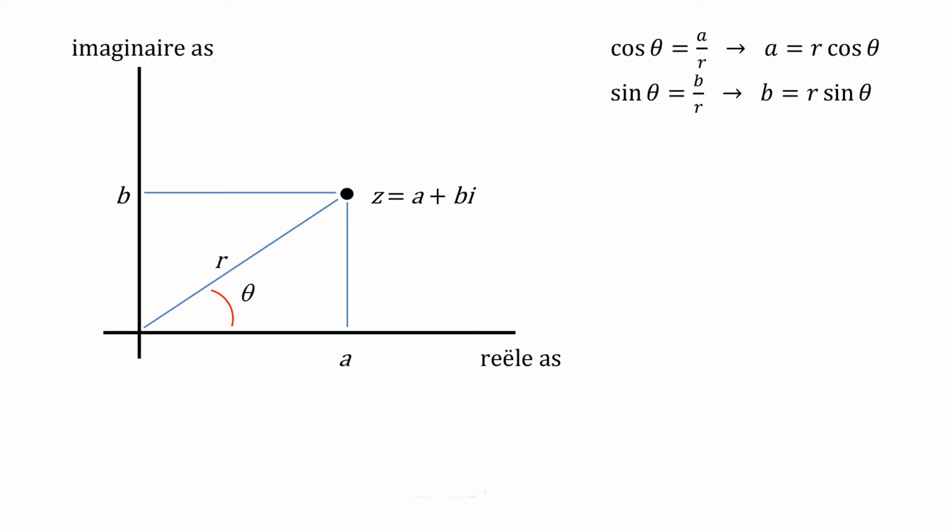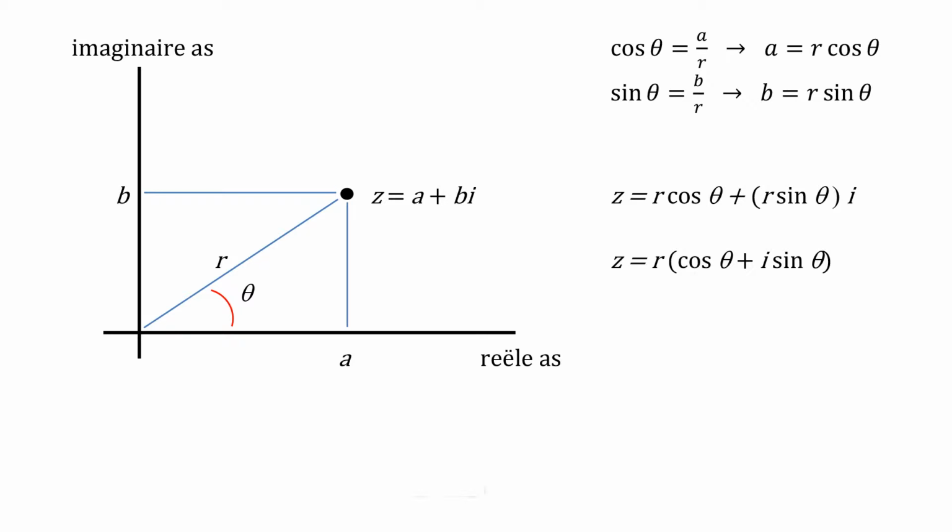With these results you can write a complex number z as r cosine theta, because that is a, plus r sine theta times i. Or, with r outside the brackets, z equals r times (cosine theta plus i sine theta).